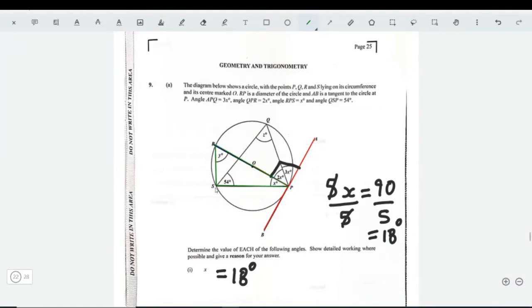What do we know? The angle at S is what? 90 degrees. We know that this entire angle is 90 degrees because angles in a semicircle is 90. So all of this angle right here in yellow, the entire angle, even with the 54 in it, we know that's 90. Then the angle x, we already know x is 18. So now we know two angles in the triangle and we need to find y.